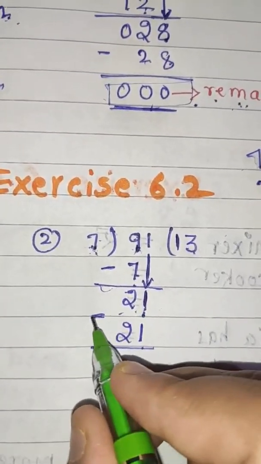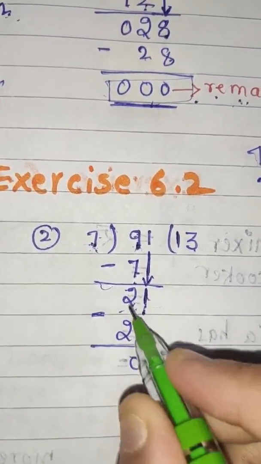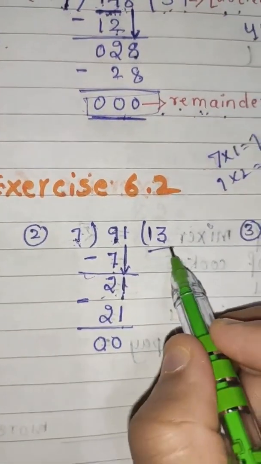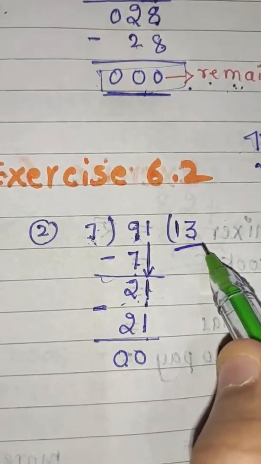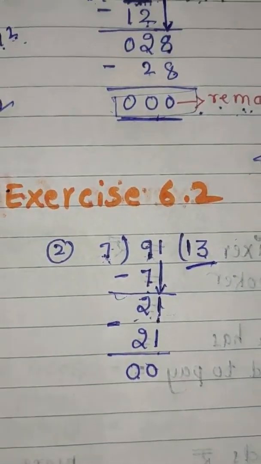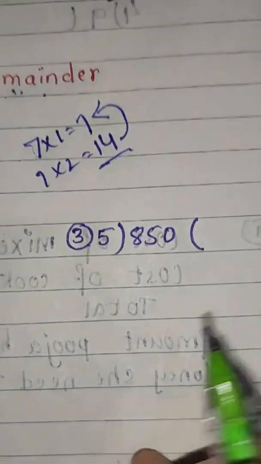So let's subtract it. 1 minus 1 is 0. 2 minus 2 is 0. So what is the quotient here? 13. Understood, children? So the 0 is the remainder. Understood? Now let's take another example here.